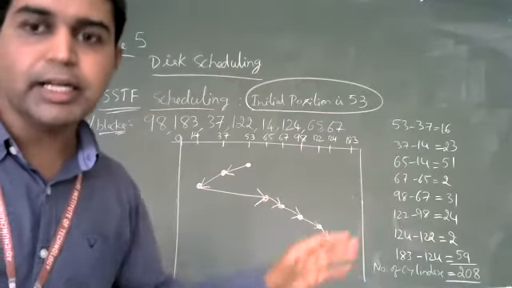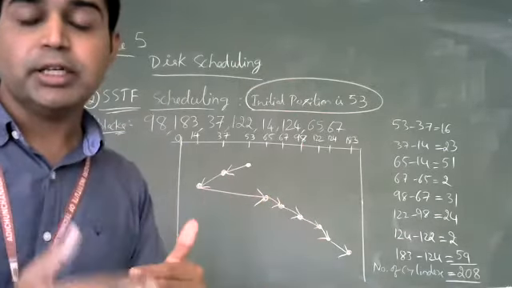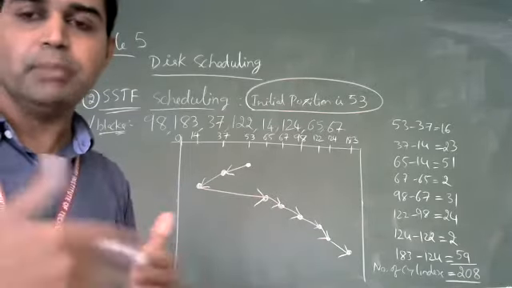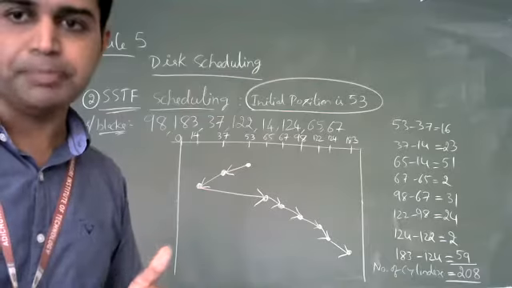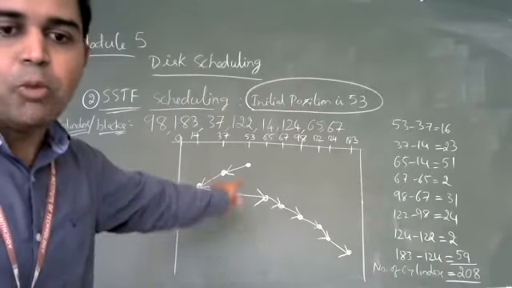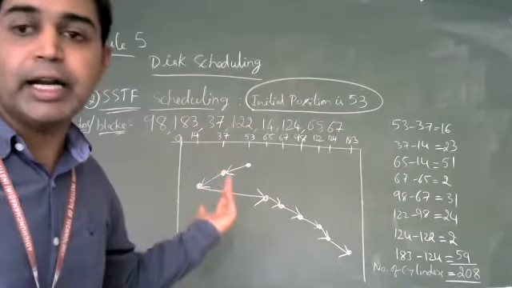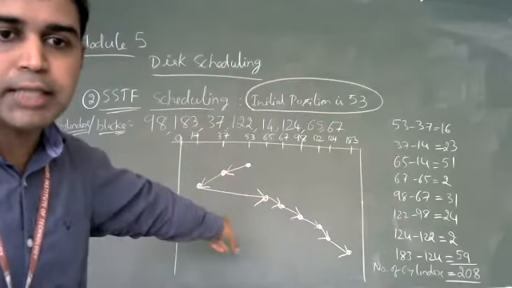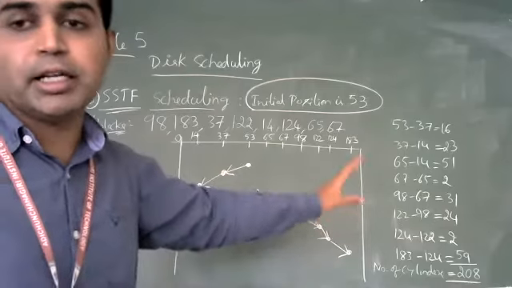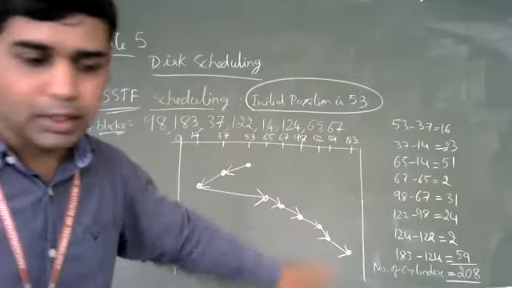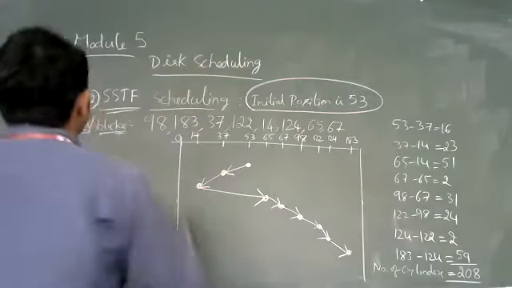By considering the shortest cylinder from the current cylinder position, we are making a travel. And we are counting how many cylinders we have traveled from the beginning till the end. So totally, what is the answer? 208 cylinders was the answer. So is it understood to all of you? Right. Next.